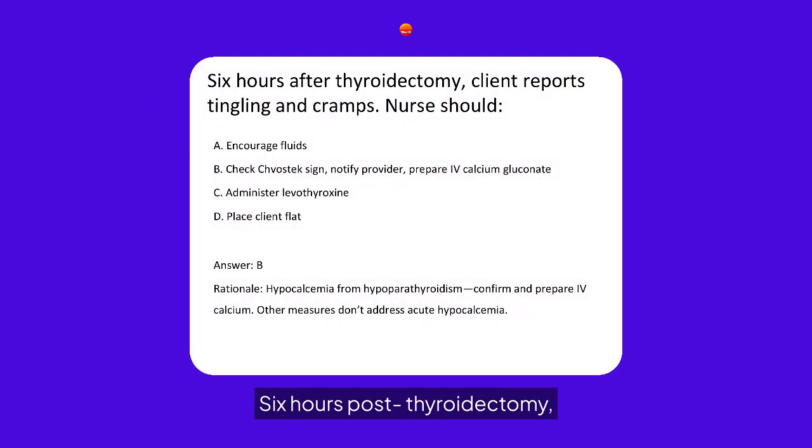Six hours post-thyroidectomy, if a client reports tingling and cramps, check for Chvostek's sign, notify the provider, and prepare IV calcium gluconate. This addresses potential hypocalcemia due to hypoparathyroidism.